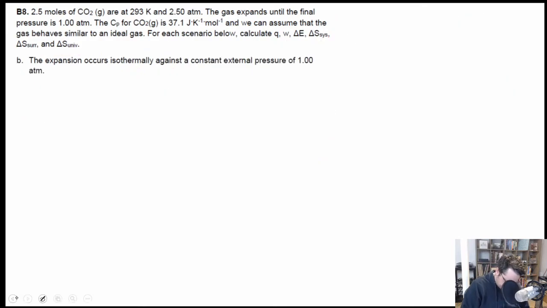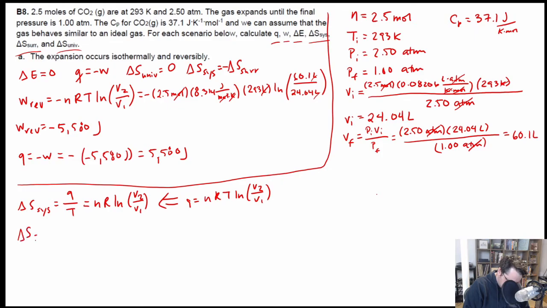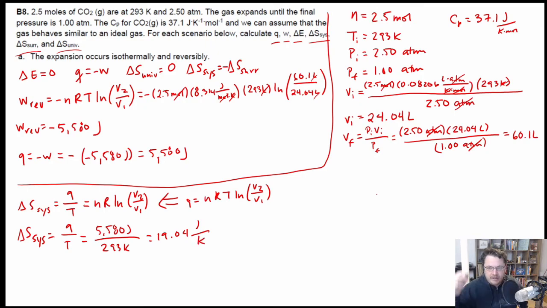So the delta S of the system is going to be equal to Q over T. So that's going to be equal to 5,580 joules divided by the temperature, which is 293 Kelvin. And so what that comes out to being is 5,580 divided by 293, which comes out to 19.04 joules per Kelvin, which is what I have on the key in this case right here.